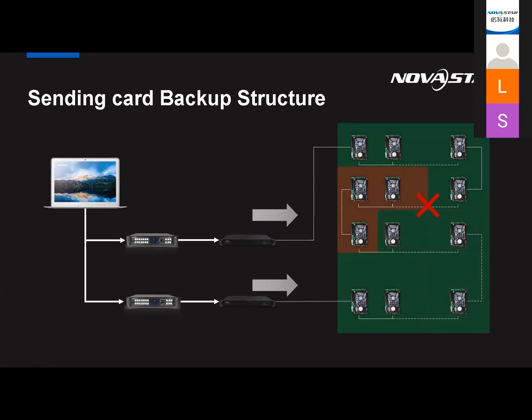So once there is a receiving card or a cable disconnected, the backup signal will go through in this channel. And actually it is not visible at all. You cannot see any black screen in this condition. So the backup channel will work immediately.